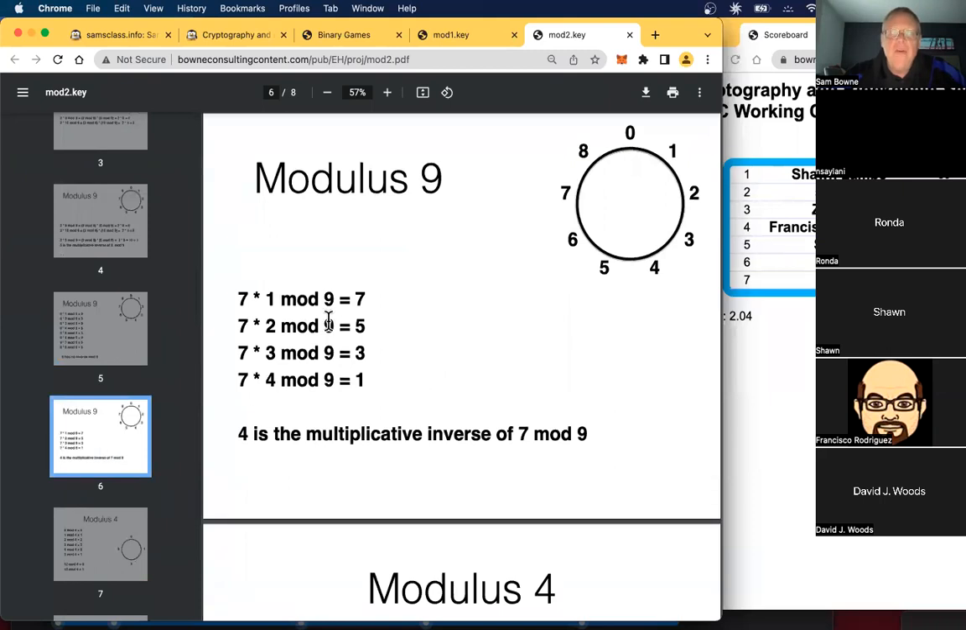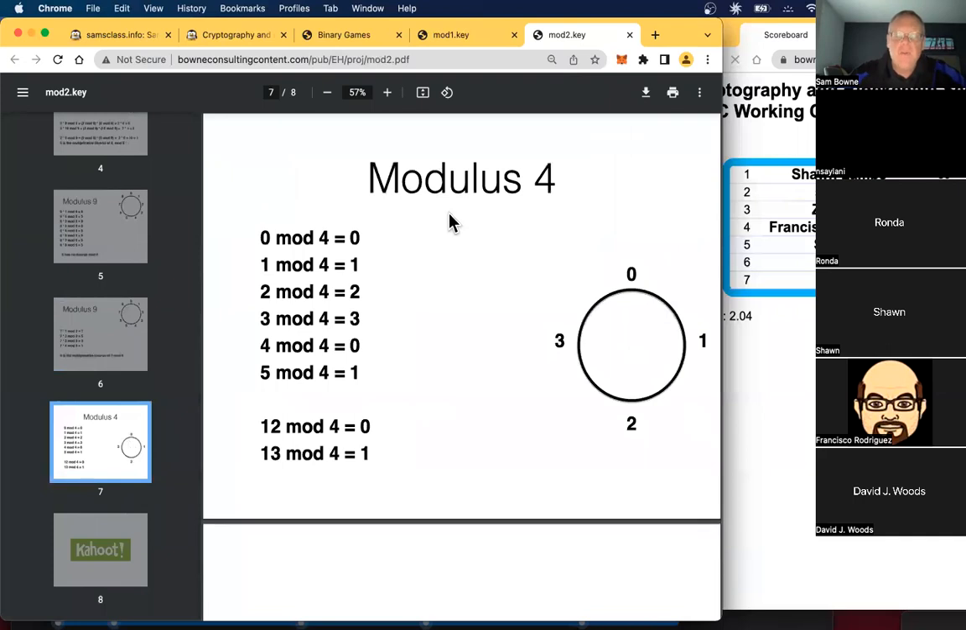And so here you can try 7. One way to find the inverse is to just multiply by different numbers. 7 times 1 is 7, 7 times 2 is 5, 7 times 4 is 28, which is 27 plus 1. So this is the multiplicative inverse, the number which gets you 1. So if you encrypt something with 7, you can decrypt it by multiplying it by 4.